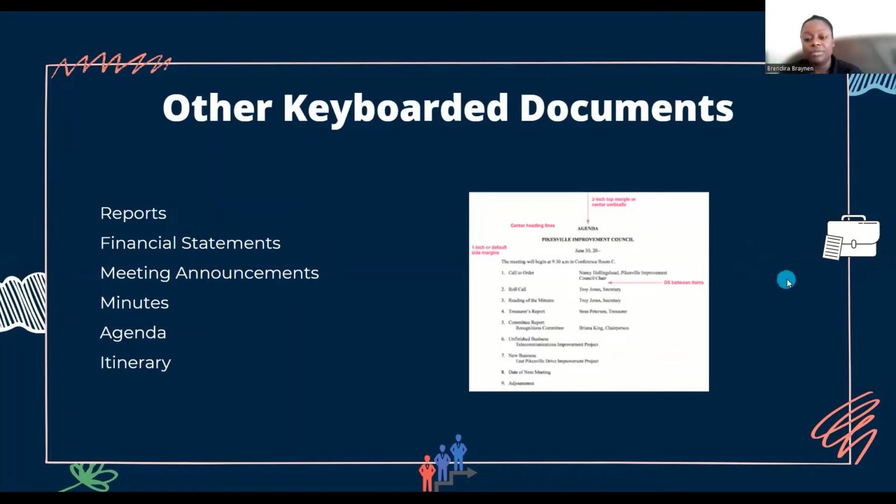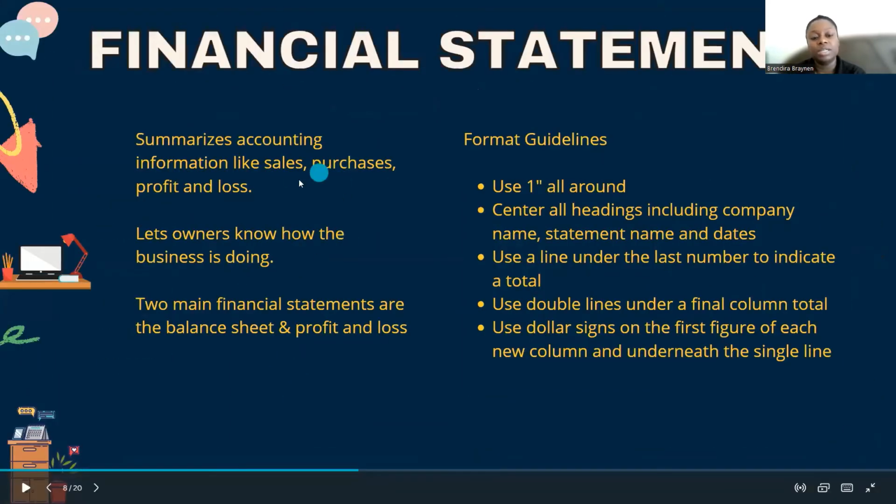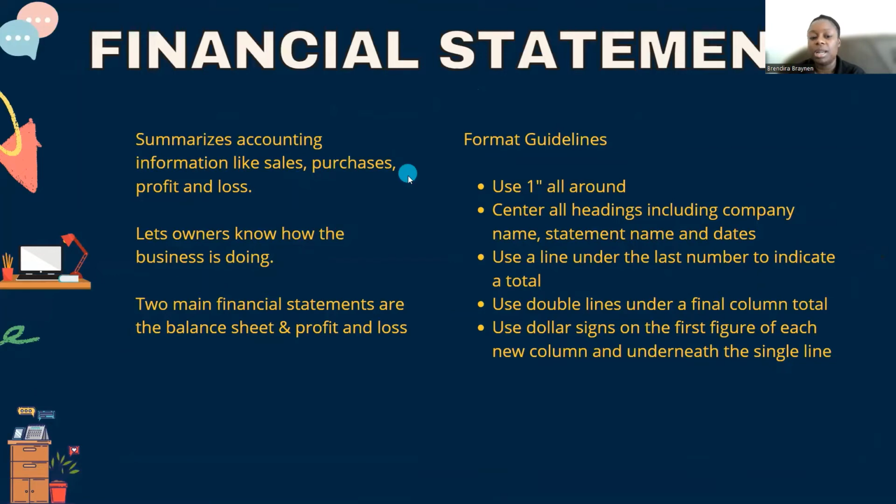So now we're going to briefly cover financial statements, because they're important as it relates to keyboarded documents as well, because they are one of the main documents prepared in just about every business. And so financial statements summarize accounting information like your sales, purchases, profit, and loss, letting the owners know how the business is doing. And so there are two main financial statements, your balance sheet and your profit and loss statement.